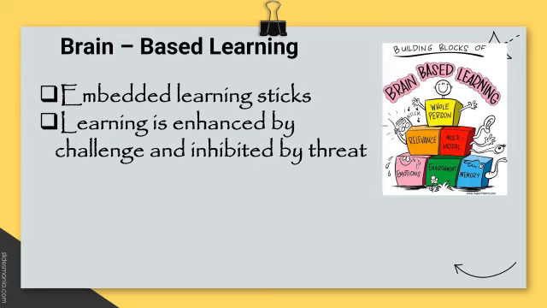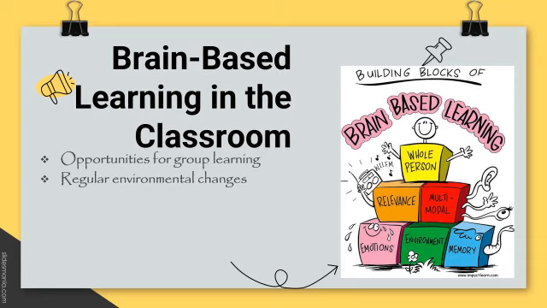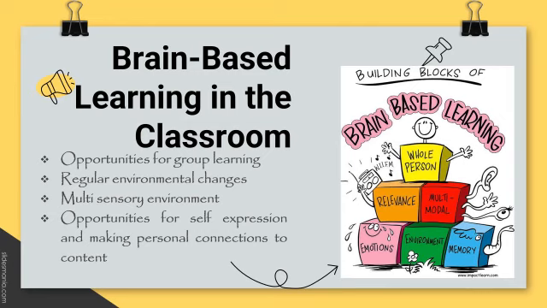And the last one, the number 12 principle, is each brain is unique. This looks at learning style and unique ways of patterning. We have many things in common, but we are also very, very different and unique. We need to understand how we learn and how we perceive the world and to know that men and women see the world differently. So in the classroom, brain-based learning provides opportunities for group learning. It gives regular environmental changes, a multi-sensory environment, and gives opportunities for self-expression and making personal connections to content. And it is also community-based learning.